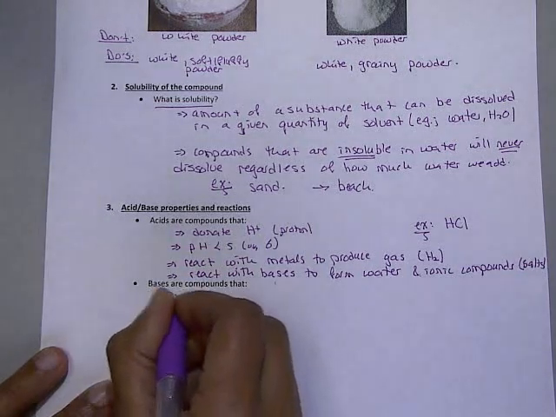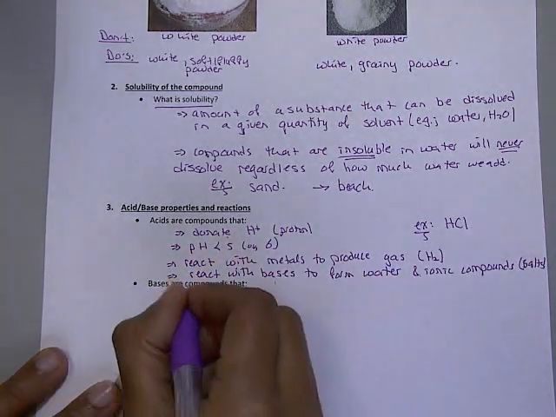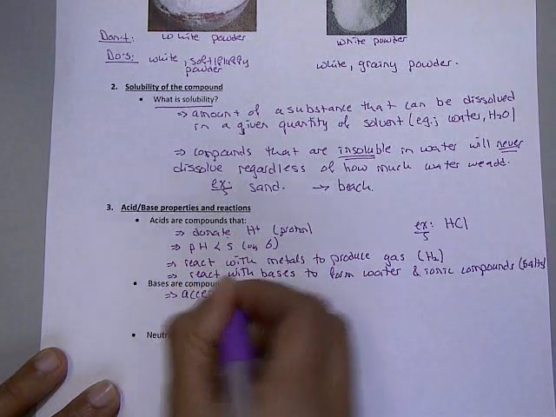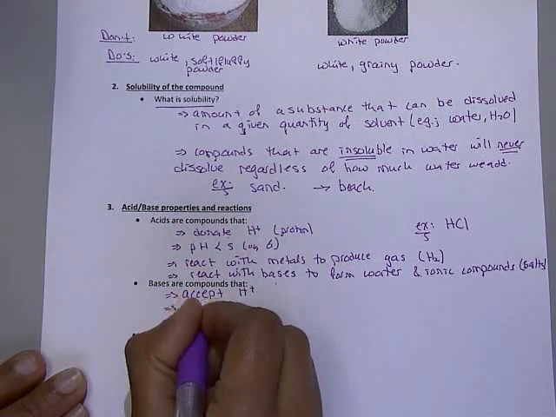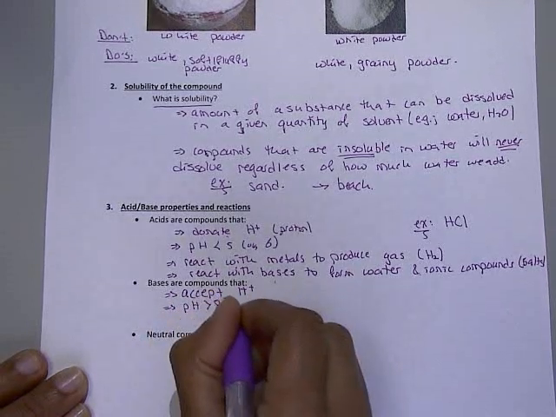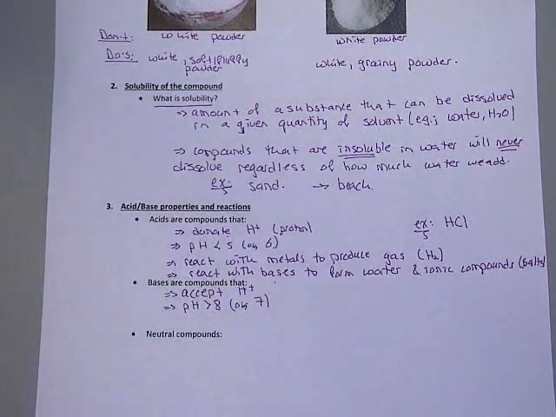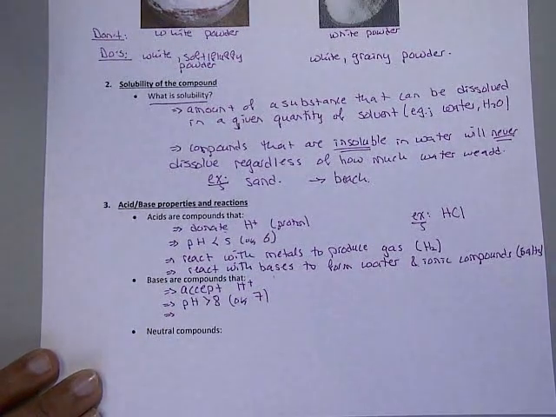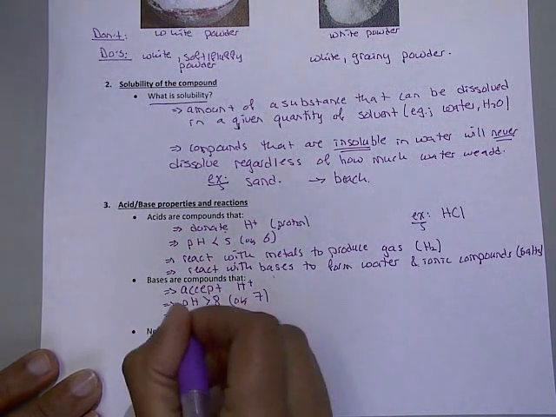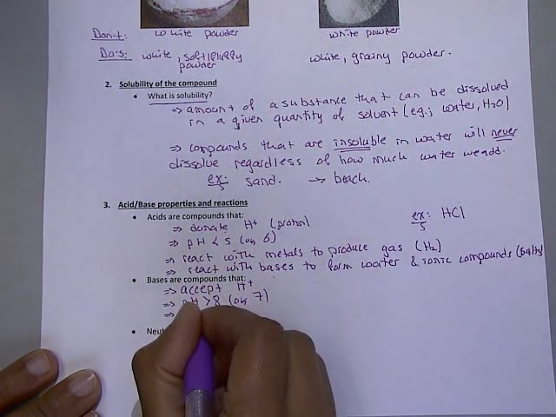Bases, on the other hand, so if acids donate protons, bases accept protons. And they have a pH greater than 8. Some textbooks say pH greater than 7. Never feel a base, but if you happen to feel a base, which actually we use bases every day in our lives, soap is a base. So bases oftentimes feel slippery.